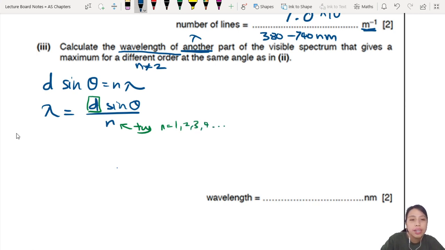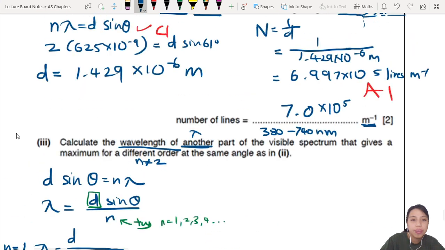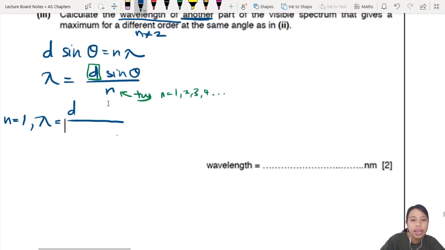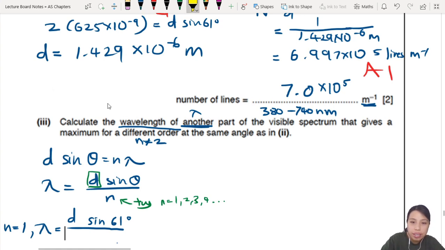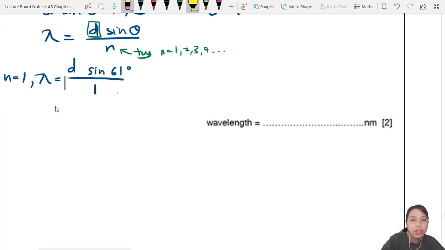So let's do that. Let me try when n equals 1, then what's your wavelength? What's your d? The d you found previously already. Use this d. I'm not going to write the whole thing out because it's a bit long, but d sine 61. How do we know 61? Because they say same angle. So this other wavelength has the same angle as your previous one, so this will be 61 degrees, but another wavelength. So n equals 1, what do we get? You will get 1250 nanometer. I put nanometer because this is in nanometer.